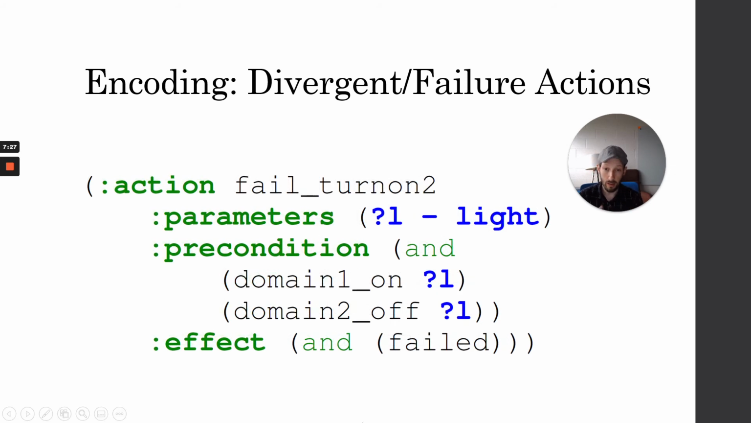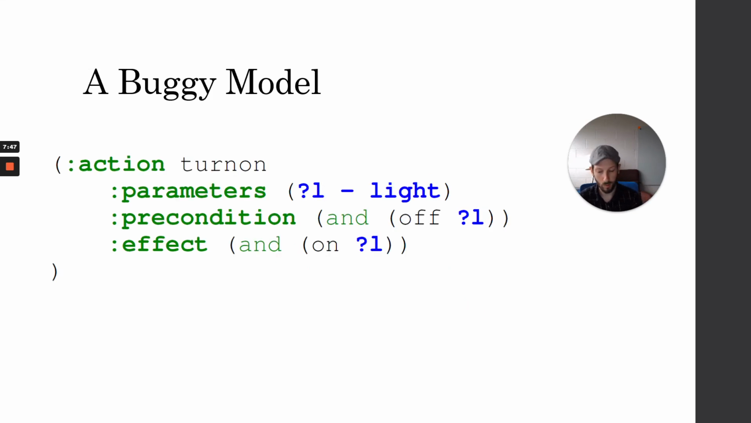Similarly, this is how we fail in the opposite direction. If you want to turn it on, in domain 2, it means that it's off. But in domain 1, this is a failed precondition, right? The real precondition was that it was not on here. So these sort of failure actions tell us when you can execute an action in one domain, but that same action does not work for the other, okay?